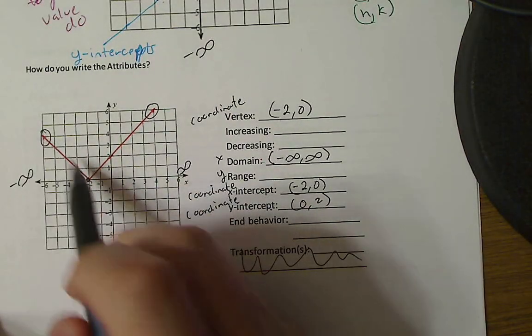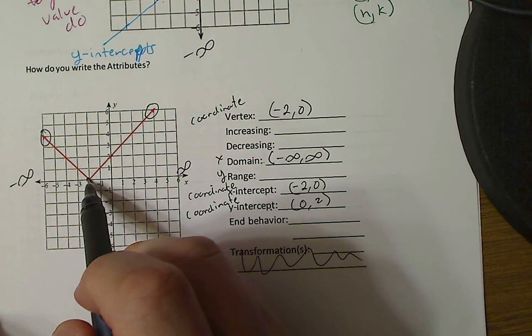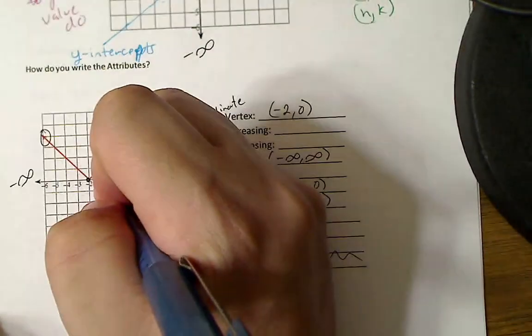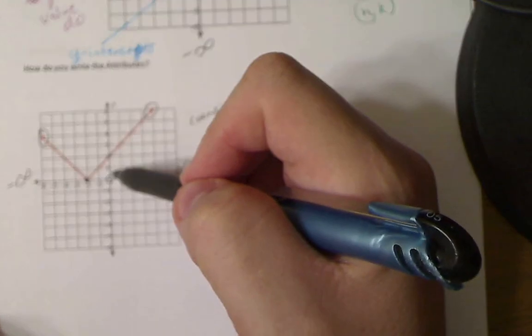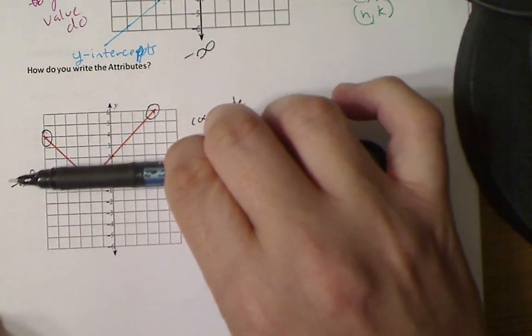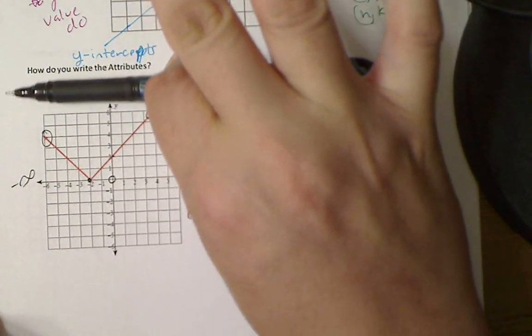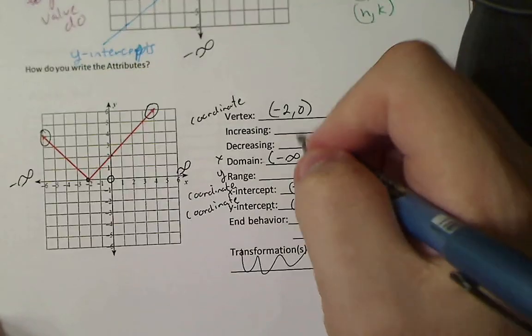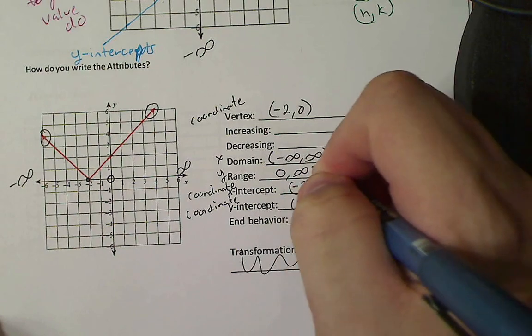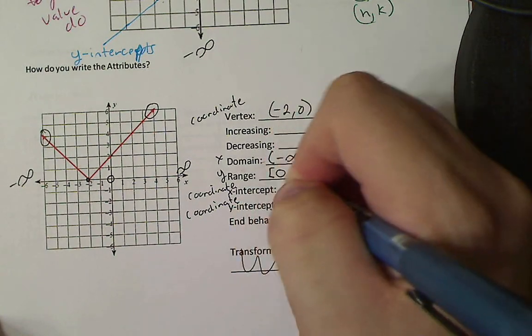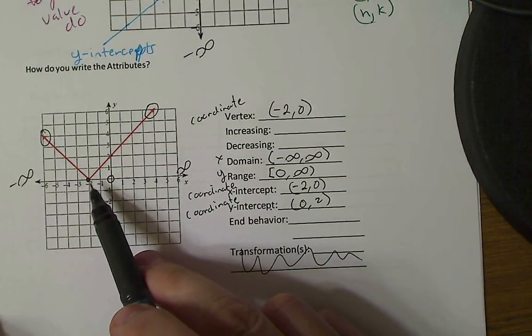And again, I know my graph starts right here at this point, which happens to be 0 on the graph, and it's going to go up this direction. So it's going to start at 0 and work its way up. I know it's going to go from 0 to infinity with a bracket on the 0, because that point indicates equality, or that it works. Okay, that's included.